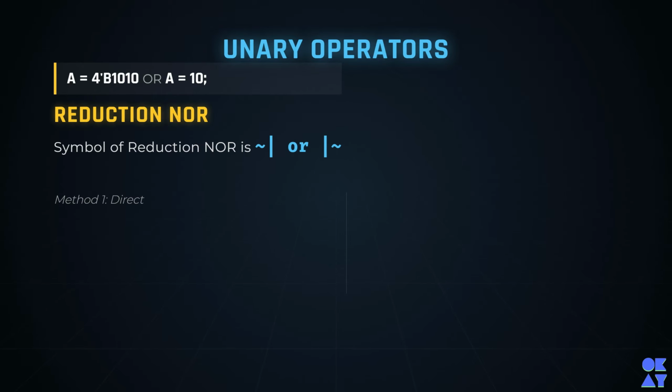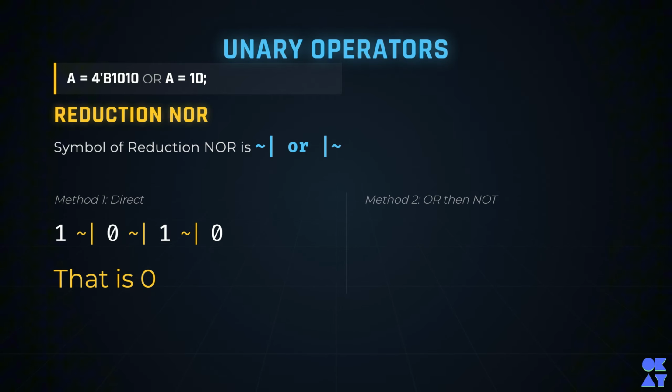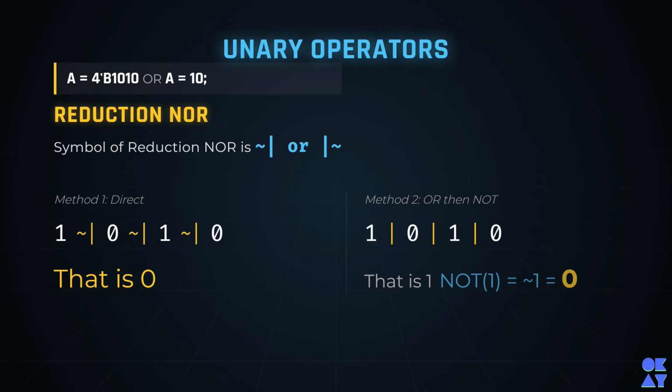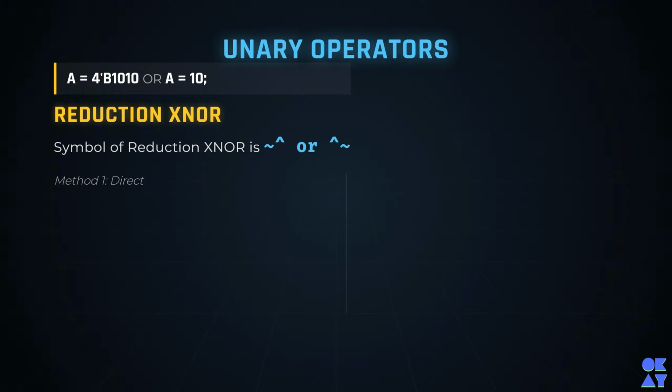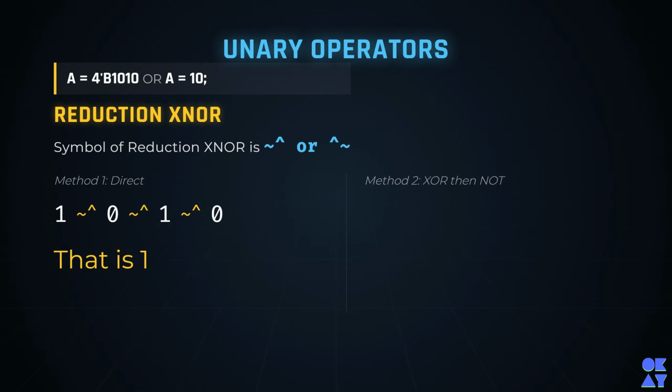Reduction NOR, method 1: reduction NOR of 1, 0, 1, 0 is 0. Method 2: 1 or 0 or 1 or 0 is 1. Now, not of 1 is 0. Reduction XNOR, method 1: reduction XNOR of 1, 0, 1, 0 is 1. Method 2: 1 XOR 0 XOR 1 XOR 0 is 0. Now, not of 0 is 1.